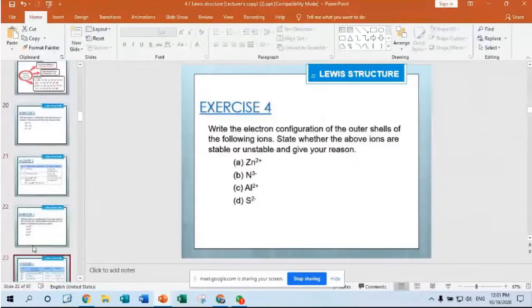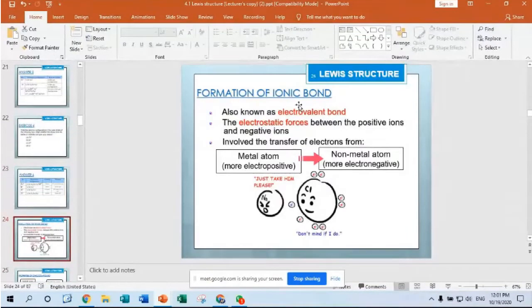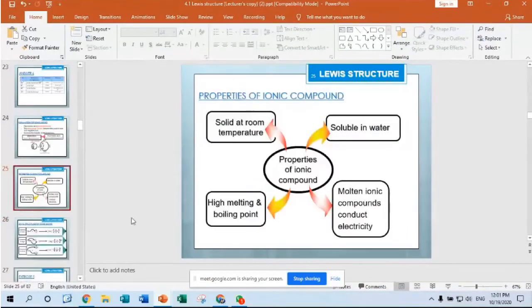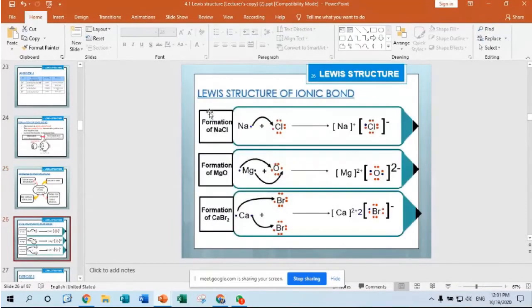Okay, after that, ionic bond. You must know the properties of ionic bond. Soluble in water, molten ionic conducts electricity, high melting point, high boiling point, solid at room temperature. So when you form, this one will form the cation, transferring an electron to chlorine. So chlorine will become the anion.